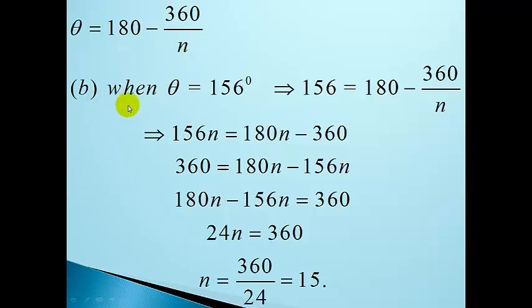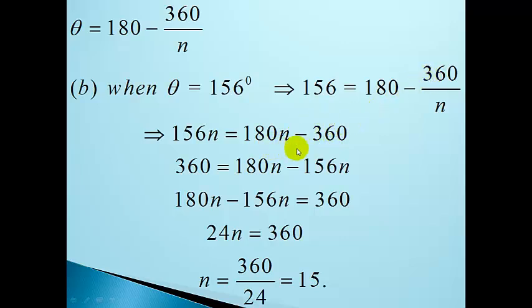Now B, we are asked to find the number of sides when the angle is 156. So this is just a matter of substitution. Wherever we see theta, we substitute it by 156. And in doing that, instead of theta, we have 156 is equal to 180 minus 360 over n. So we multiply through by n. So n times 156 will give us 156n. This is equal to n times 180, which will give us 180n. And 360 divided by n times n will give us 360. And that is how come we are left with minus 360.